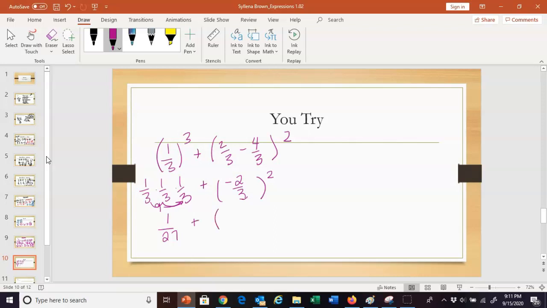All right, this 2 here, the little 2, makes us write the fraction twice. And now we can multiply. So a -2 times a -2 is a +4. +3 times a +3 is a +9.